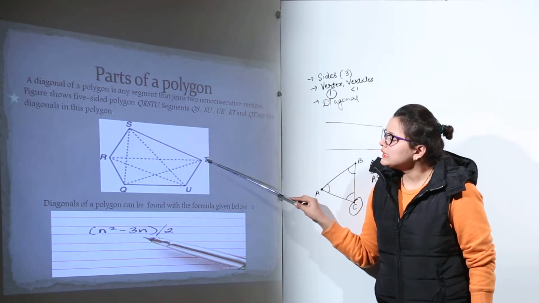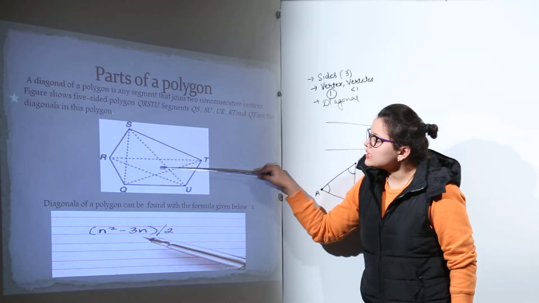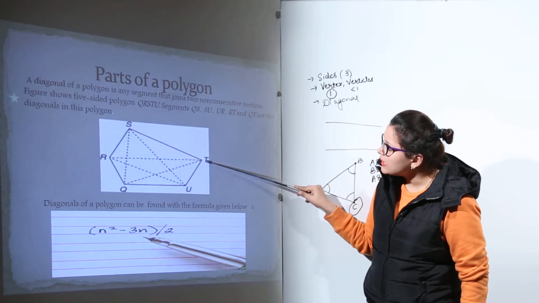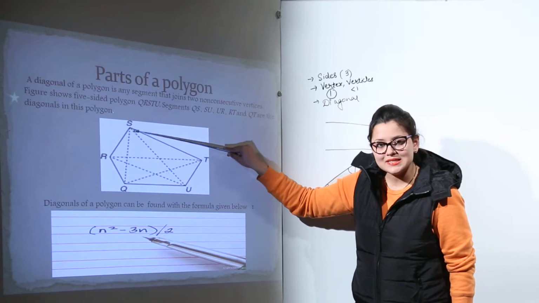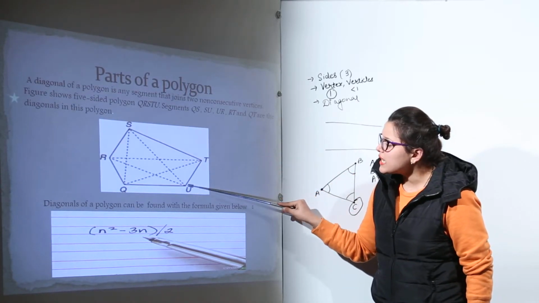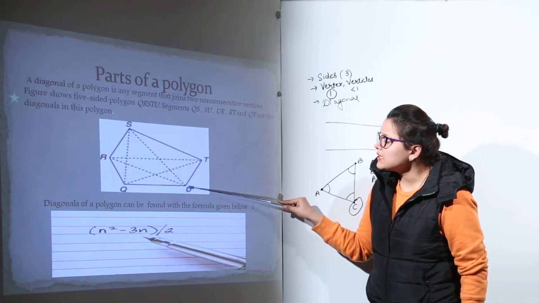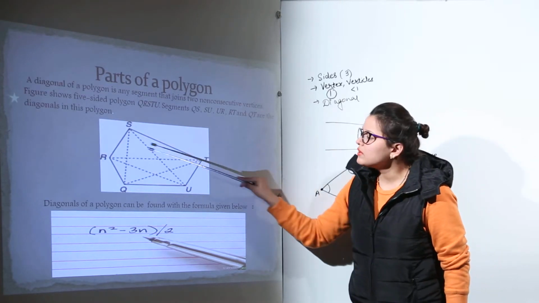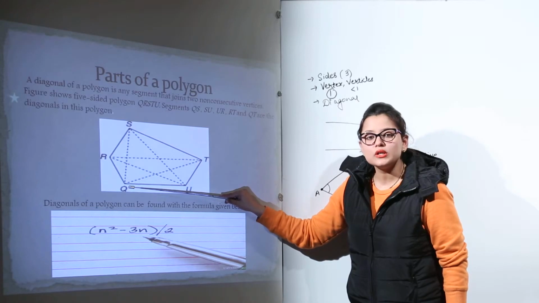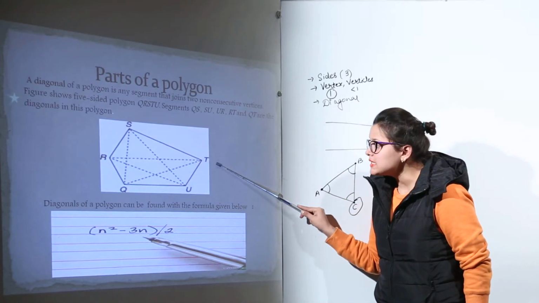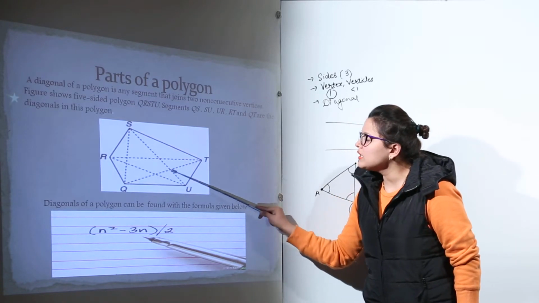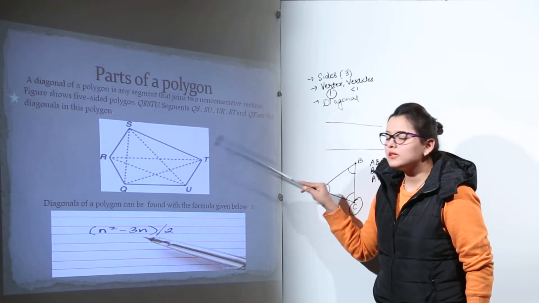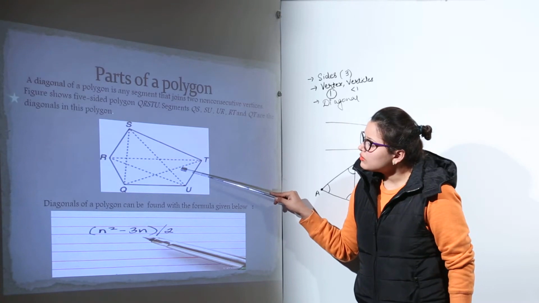Now let us check for T. For T, what are the two non-consecutive vertices available? Q and R. Why? Because T is very near and adjacent to vertex S. Also, T is adjacent to vertex U. So we can say that U and S are consecutive vertices for T. So now we have only R and Q as the non-consecutive vertices for the vertex T. Now we can draw line segments joining non-consecutive vertices, that is R and T, and Q and T, right? We have got our two diagonals.